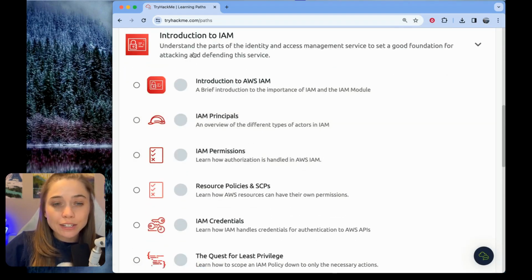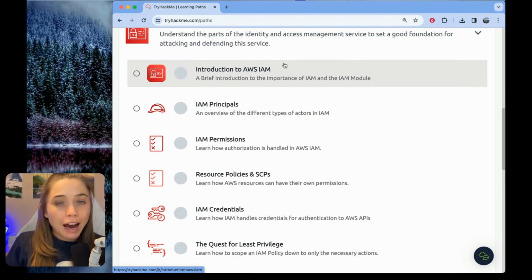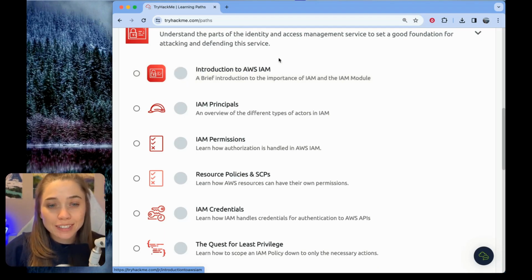The description says, understand the parts of the identity and access management service to get a good foundation for attacking and defending this service, attacking and defending IAM, I guess. IAM is very fundamental to everything in AWS, as you'll see when we go through this. So this is going to be very important, and I imagine going to provide a lot of the building blocks that we'll use in the later modules. With that said, with the hype built, let's get started with this Introduction to AWS IAM room.